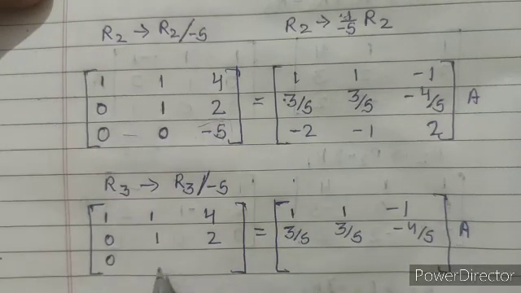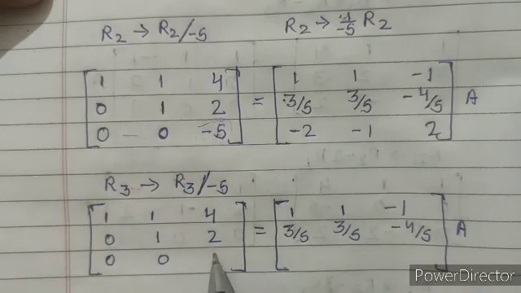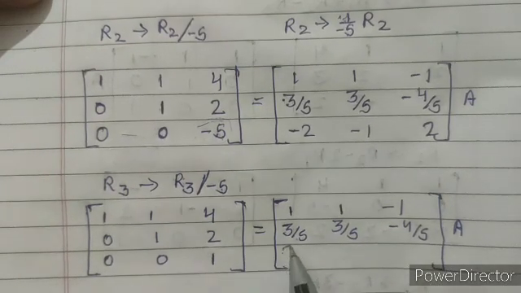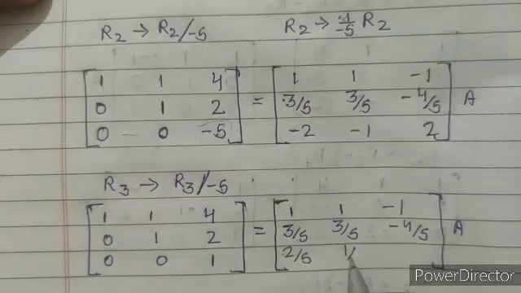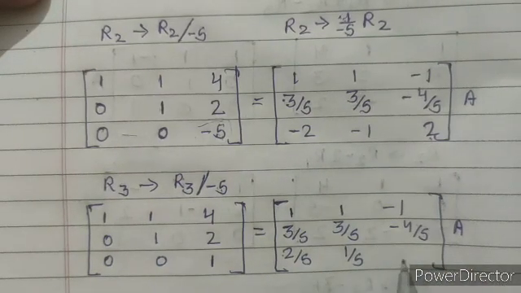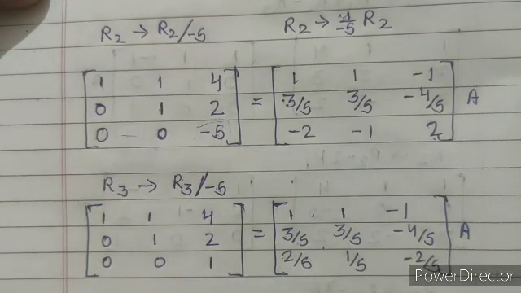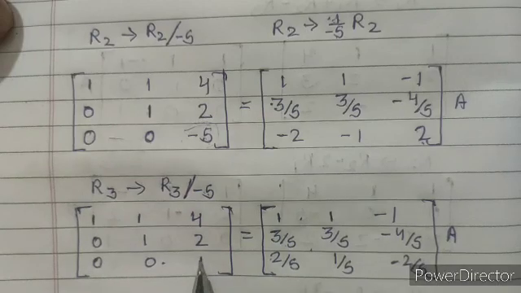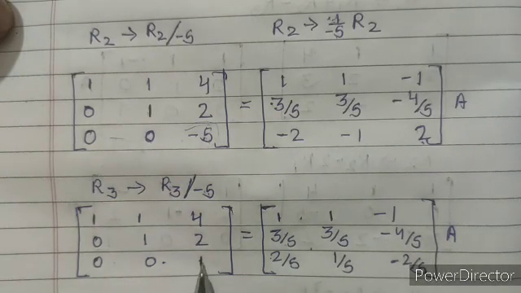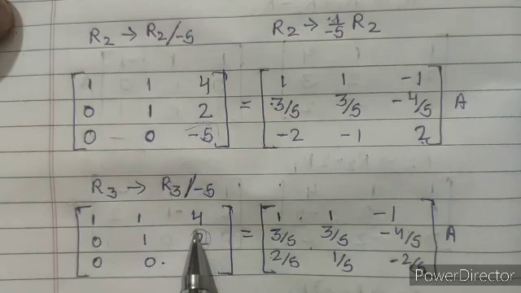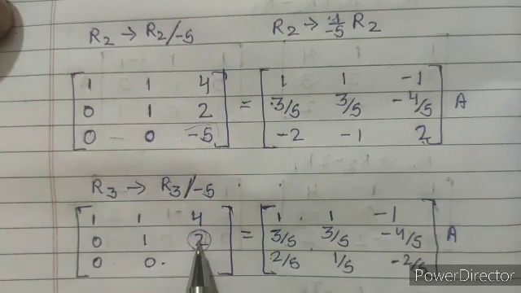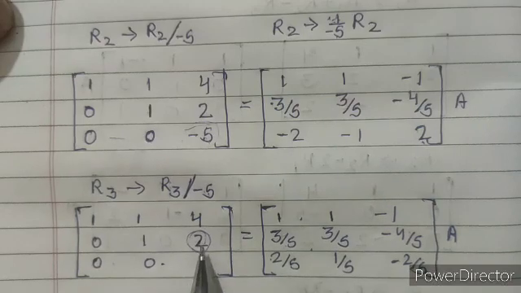This will give us row 3 as 0, 0, and minus 5 divided by minus 5 will be equal to 1, and on the right side this will be 2 by 5, 1 by 5, and 2 divided by minus 5 will give us minus 2 by 5, and the first and second rows will remain the same. Now after converting the third element of row 3, we will check the third element of row 2, and that is 2 here, and in place of 2 we need 0. If we subtract 2 by 2, then it will give us 0. That means 2 minus 2 into 1 will be equal to 0.